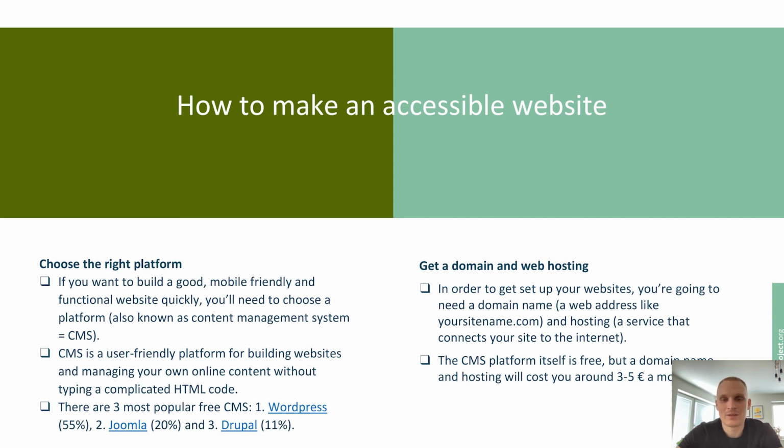Get a domain and web hosting. In order to set up your website, you're going to need a domain name, a web address like yoursitename.com, for example, and hosting, which is a service that connects your site to the internet. The content management system platform itself is free, but a domain name and hosting will cost you around 3 to 5 euros a month.